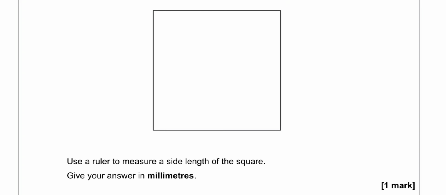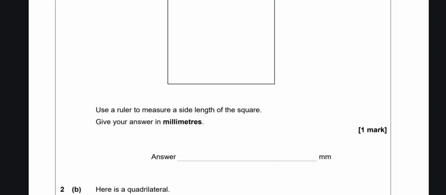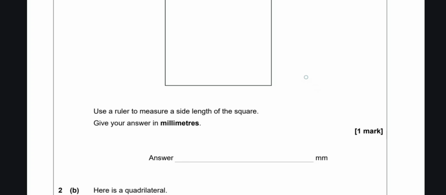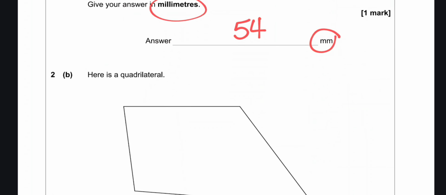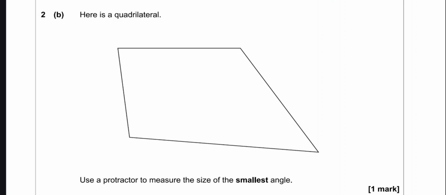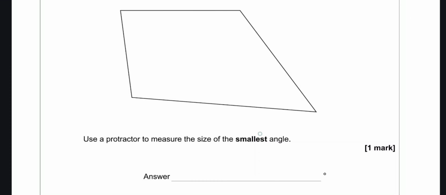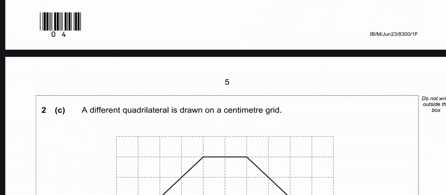Question 2, we're measuring the square. You can either measure it in centimeters and convert, or you can count along in your millimeters. So it comes to 5.4 centimeters, and there are 10 millimeters in a centimeter, so it comes to 54. Now we're measuring the smallest angle. So first decide which is the smallest, then measure it with your protractor, 50 degrees.